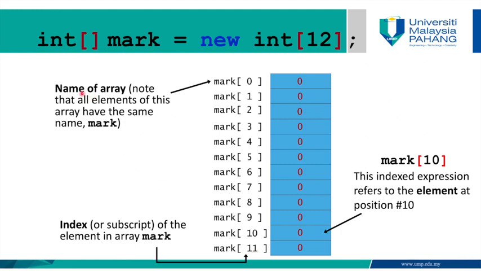Okay, so the name of the array, mark, and then in the bracket the index, or subscript, of the element in the array. Like I said earlier, the location. And then for example, mark 10. If we write mark 10, the output we will get is the output from here. This index expression refers to the element at position number 10.